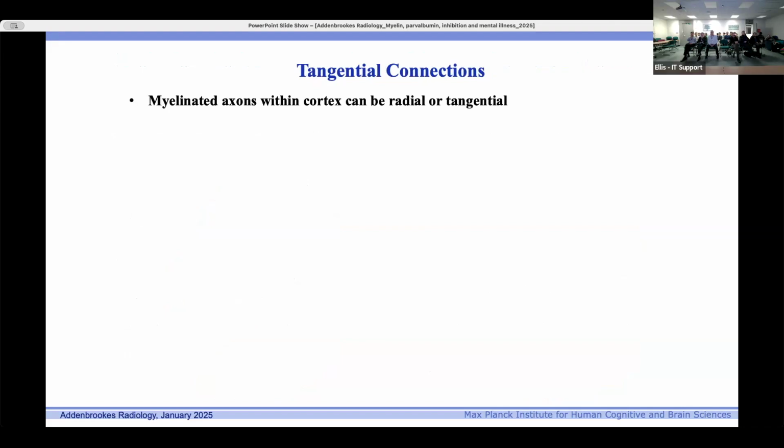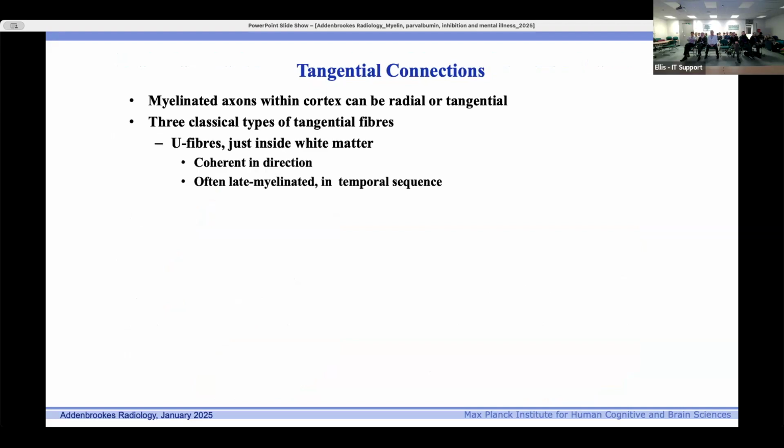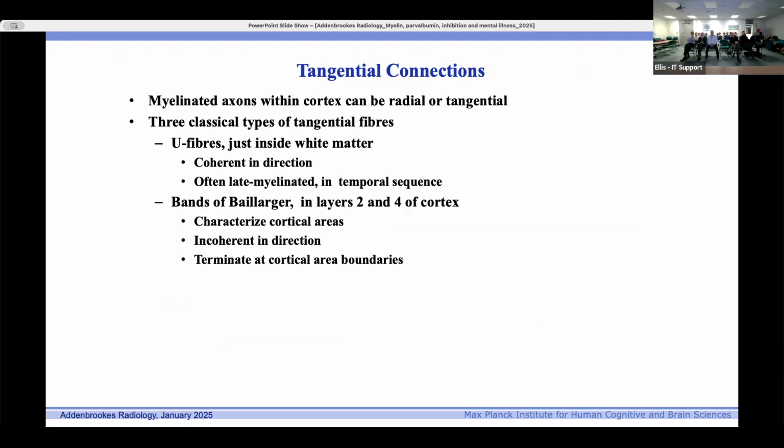Just wanted to say about these myelinated fibers and talk about the tangential connection. Myelinated axons within the cortex are radial or tangential, and there's three classical types of tangential fibers. There's the U fibers, which are just inside the white matter, and they're coherent in direction. Then there's the bands of Baillarger, which I just mentioned, which characterize cortical areas. They're incoherent in direction, and they terminate at cortical area boundaries, very interestingly. And then there's a layer in the surface, which is sometimes known as the Exner stripe, and that happens to be coherent in direction as well. And we showed that in cadaver brain samples with Christoph Leuze and my PhD student.